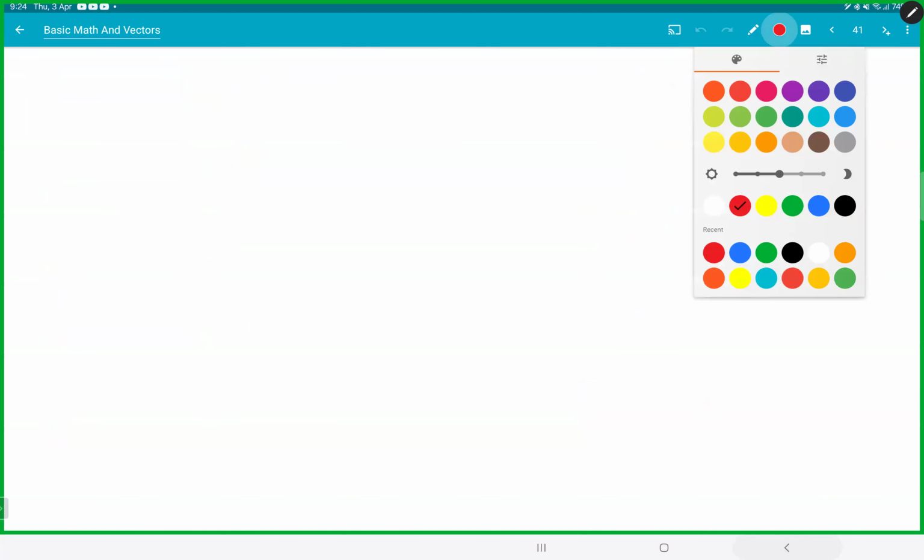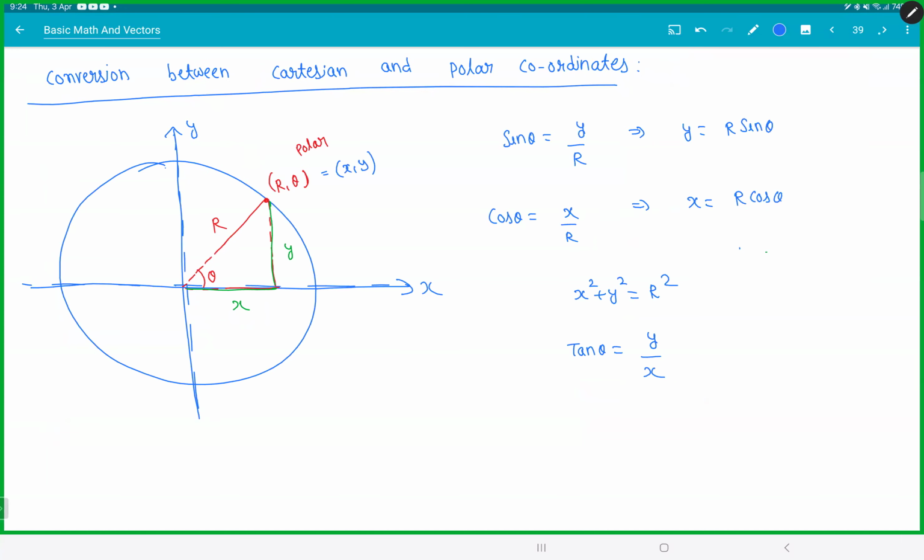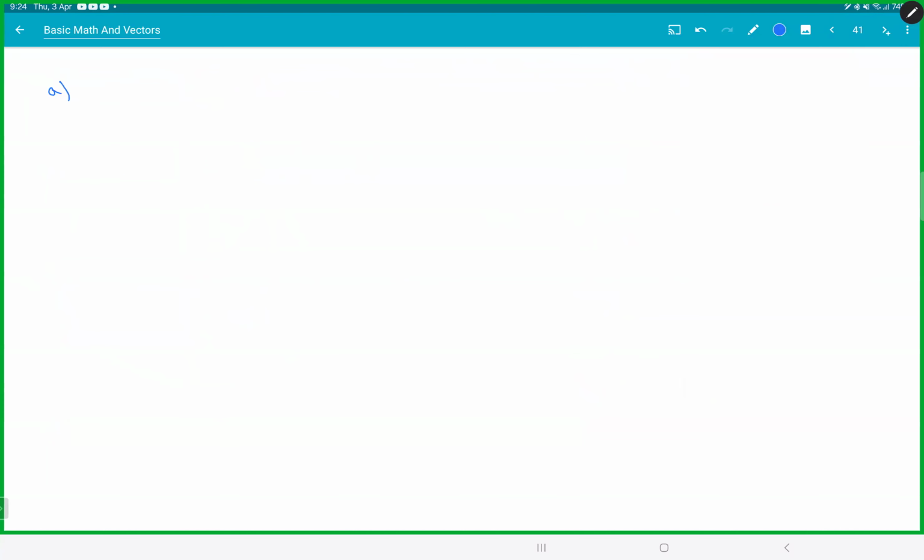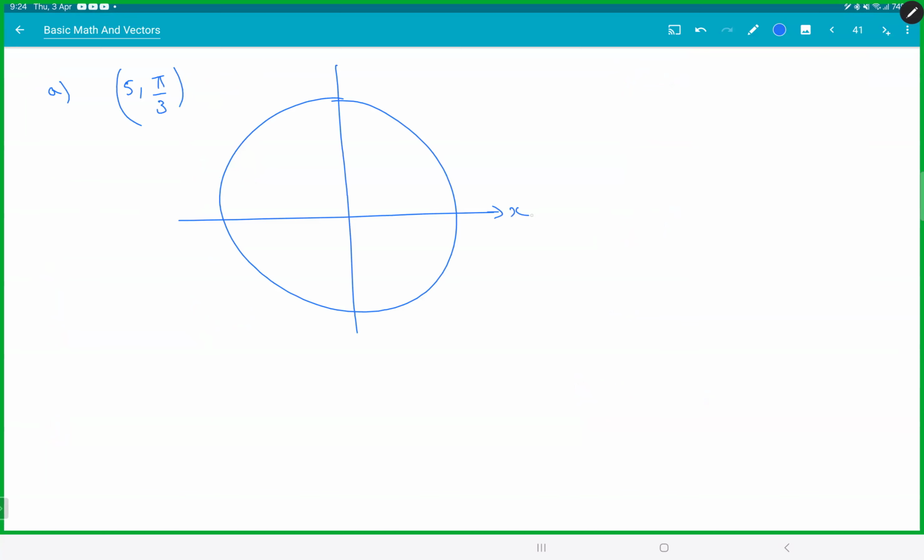See how to do this thing. Again, don't try to remember any formulas. Forget about the formulas. Try to understand the meaning of it. You said 5 comma pi by 3, means what? Draw a circle. This is x-axis. This is y-axis. So this circle's radius is 5 and this is 60 degrees. That's it. So draw a circle. You'll see this clearly. This is x coordinate and this is y coordinate. So what is x? Cos 60 is x by 5. X is equal to 5 cos 60, which is 5 by 2. Sin 60 is y by 5. Y is equal to 5 root 3 by 2. Done.